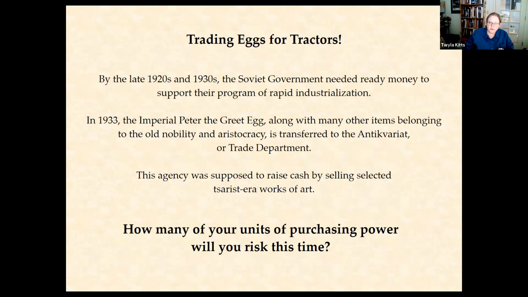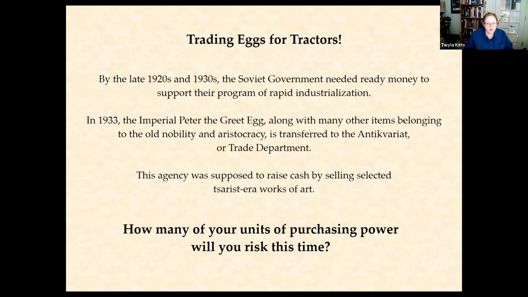So we're going to trade eggs for tractors now. By the late 1920s and 1930s, the Soviet government needed ready money to support their program of rapid industrialization. So they decided that they would sell many of the things belonging to the old nobility and aristocracy, who they still were calling the former people. They decided they would sell them, and the Peter the Great egg was one of the items that they decided to sell. So they were supposed to raise cash by selling selected Tsarist era works of art.